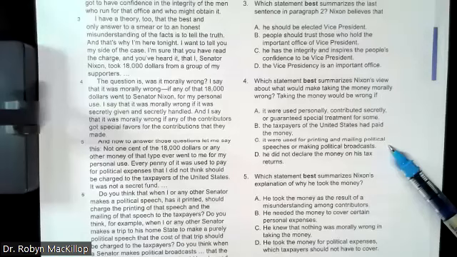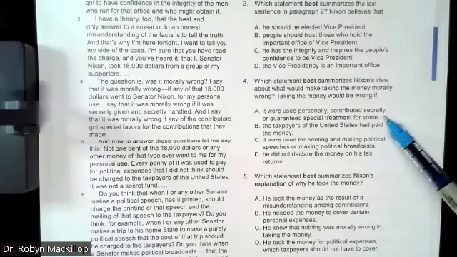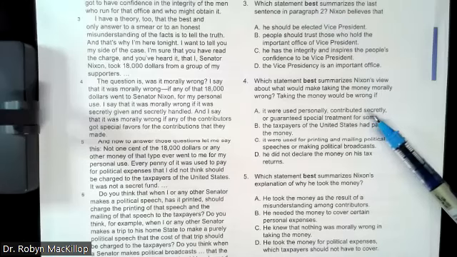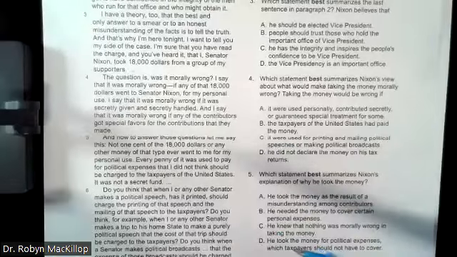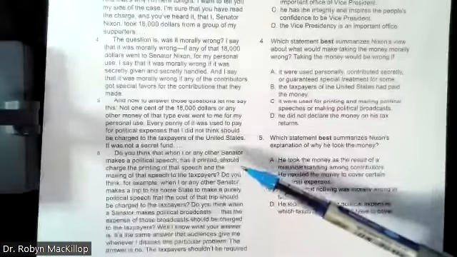A. Yes, it would have been bad if it was used personally, contributed secretly, or guaranteed special treatment. Perfect. It is correct, right? A is correct. Good job. And that was this really long paragraph where he kept kind of asking the same question.